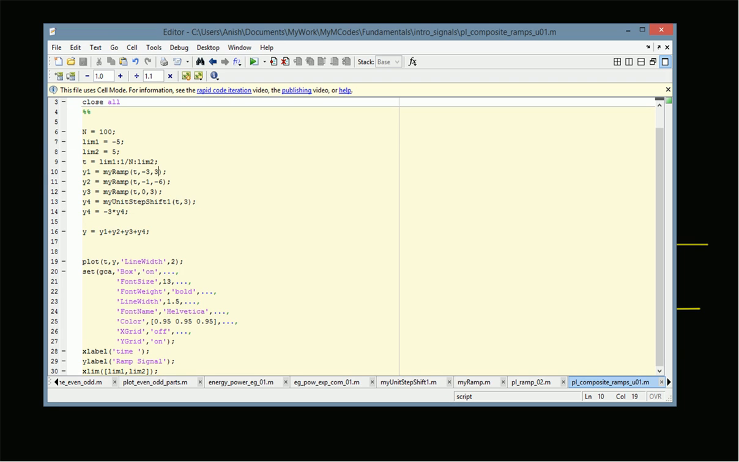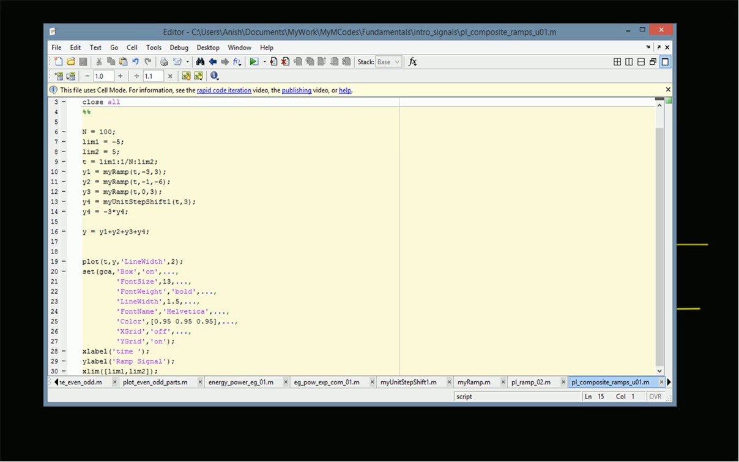Similarly, we generate y2 by shifting, where the advance is 1, or in other words the shift value is minus 1, and then the scaling is minus 6. So we get y2. And then we also get y3, where the shift is 0 and the scale is 3. And finally y4 is the unit step signal starting at 3, that is, it is delayed by 3 and then scaled by minus 3. So that is our y4.